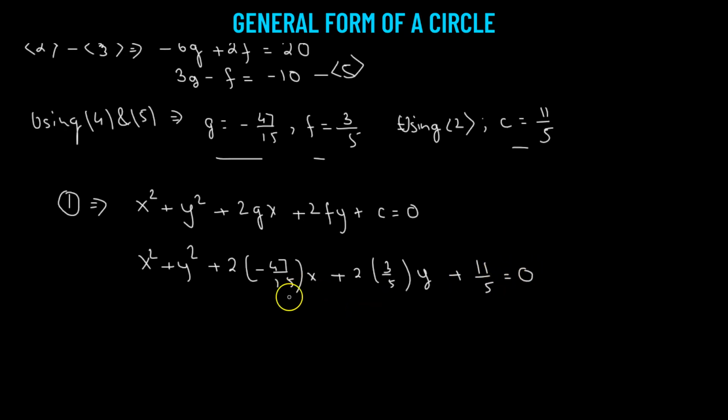So here we have a common denominator. If we take the common denominator as 15 and multiply each term by 15, we get the new equation 15x² + 15y² - 94x + 18y + 33 = 0, and this is the required equation of the circle.